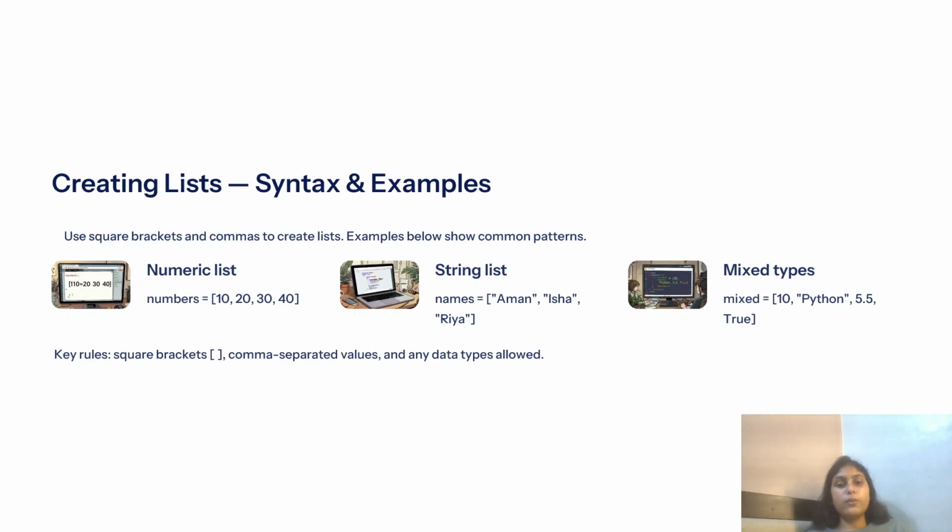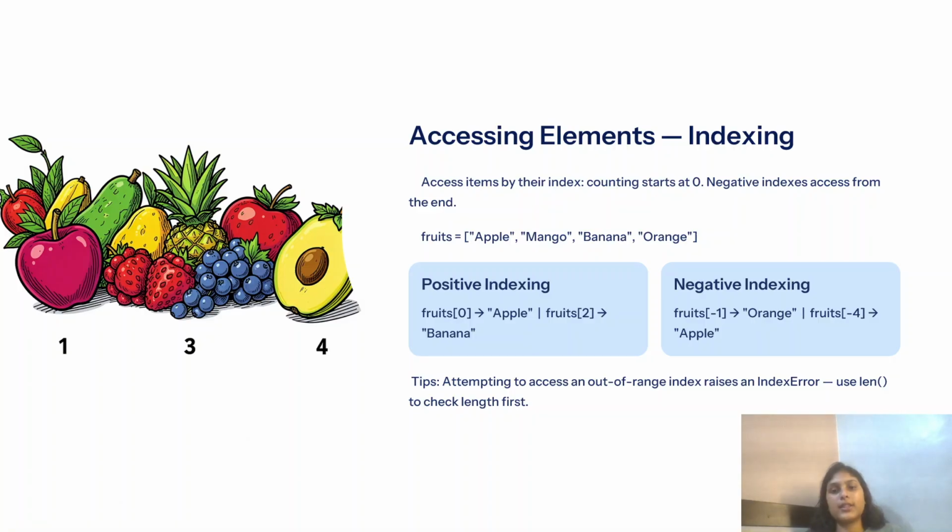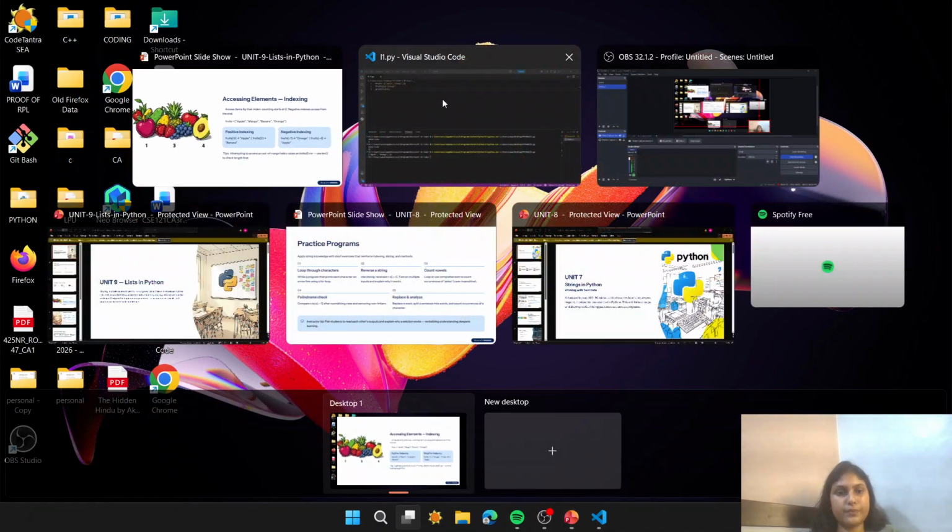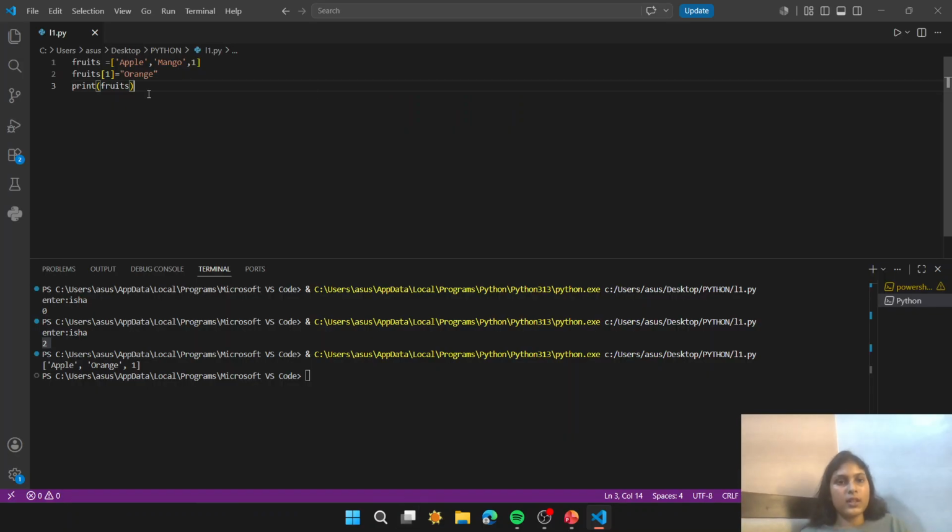Now, if you want to access the list elements, now that we have created a list, how do we access individual elements? Exactly the same way characters are accessed in strings, we can access them in a list. For example, I have already created a list. I know the values. Apple has index 0, mango has 1, and the last one has 2.